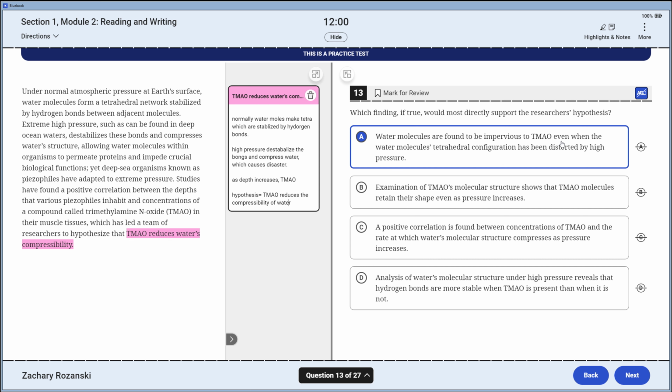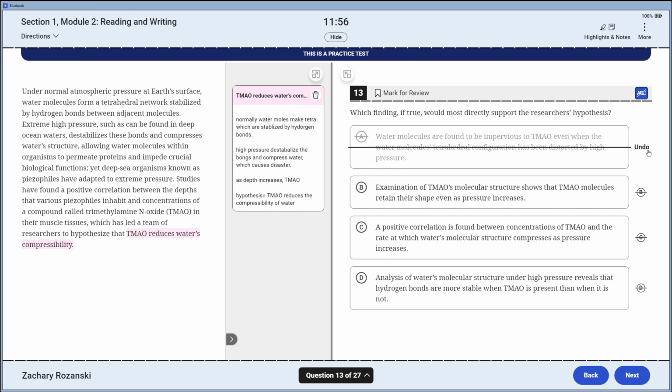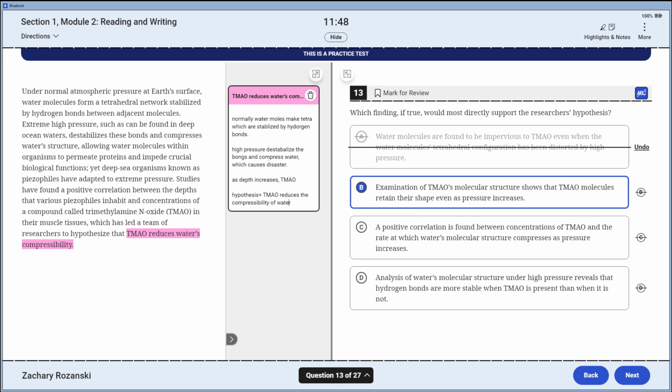If TMAO had no effect even when it was distorted, this seems to conflict with the researcher's hypothesis. I expect TMAO retains their structure. This aligns with what my summary is. This aligns with this, but my hypothesis is that TMAO reduces the compressibility of water, and it doesn't give me straight up the relationship of TMAO to water, so I'm going to table him.